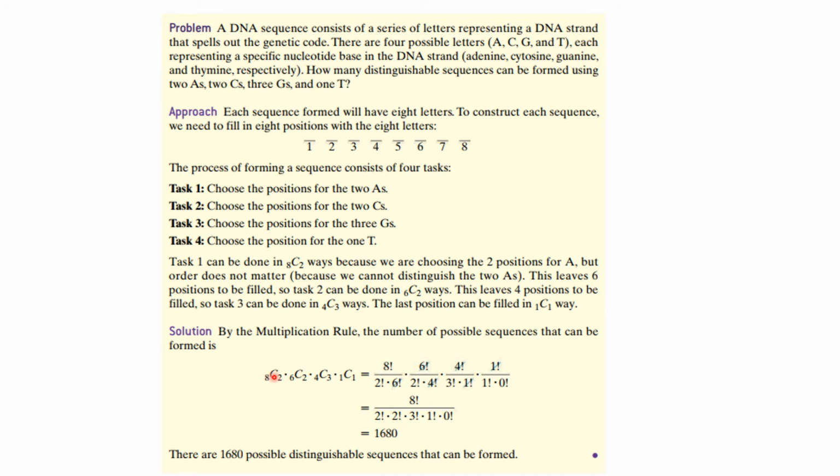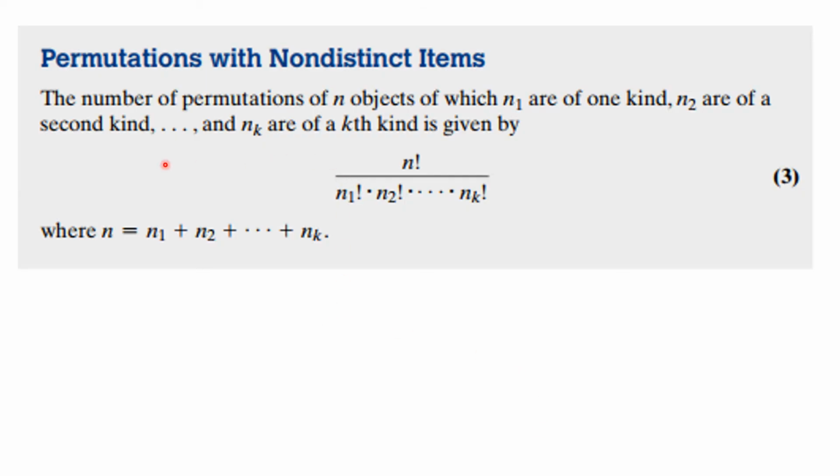You're stuck with that. So you see you're multiplying all these things together, so you have quite a complicated formula, but you get there are 1,680 possible sequences that can form. So in general, the number of permutations of n objects, of which n1 are of one kind, n2 are of a second kind, and nk are of a kth kind, is this ratio. It's n factorial over n1 factorial times n2 factorial times nk factorial, and n is the sum of all of those. So you do have to add in the things that happen even one time.